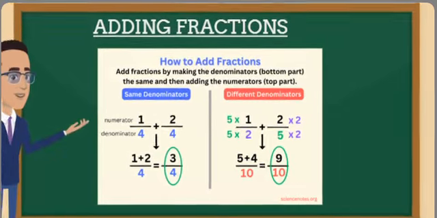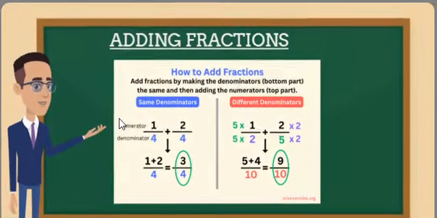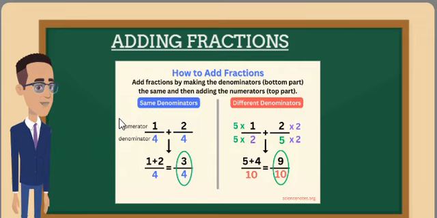Let us understand how to add fractions. For adding fractions, we have to make the denominators of the fractions the same. The first case is with same denominators. For example, 1 by 4 plus 2 by 4, that is 3 by 4. Example, half plus 2 by 5. Here we have to make the denominator same by multiplying them, and the final result we get is 9 upon 10.